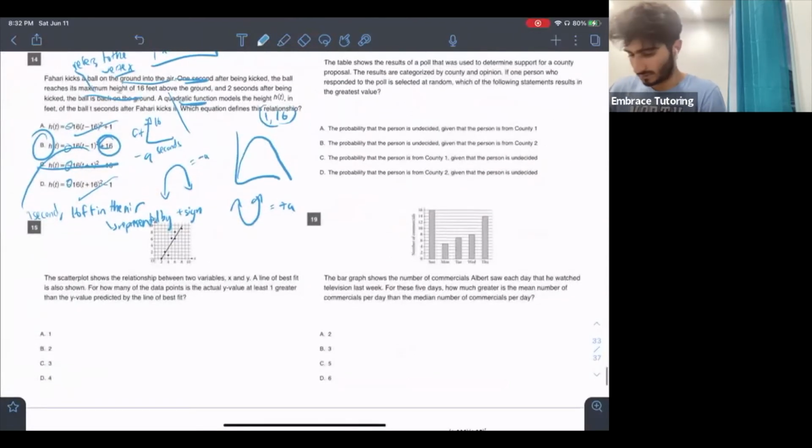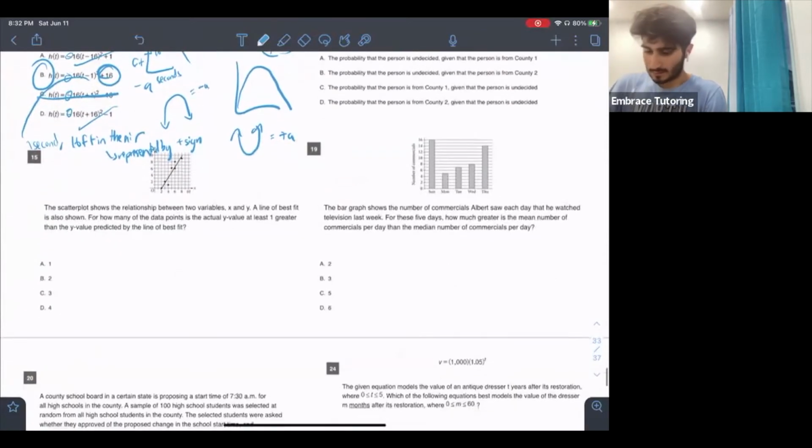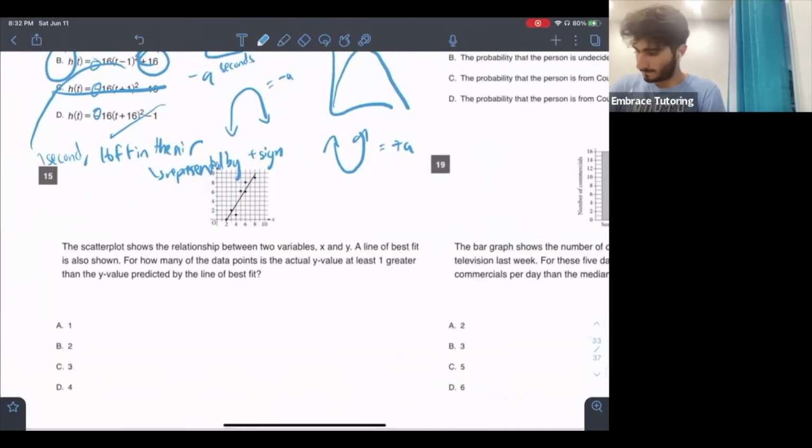And that's how you solve that question. Question 15. The scatter plot shows the relationship between two variables, x and y. So you have x and then you have y. A line of best fit is also shown. For how many data points is the actual y value at least one greater than the y value predicted by the line of best fit?